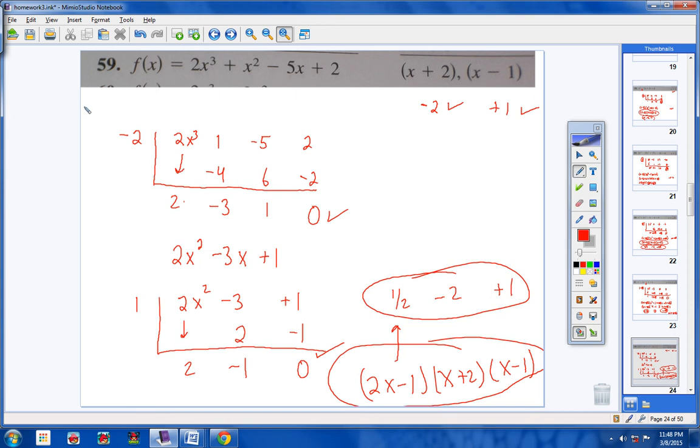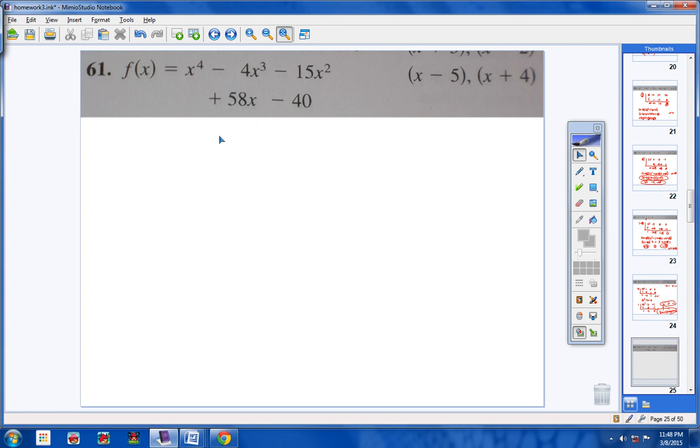Now, I'm not going to take the time and type this into my grapher, but you should do that. You should practice. If you type this into your grapher and hit graph, you will see the graph will cross the x-intercept at these 3 numbers right here. Alright, I'm going to check in the back of the book just to make sure that we are okay. And yes, everything is good. Moving on now to number 61.